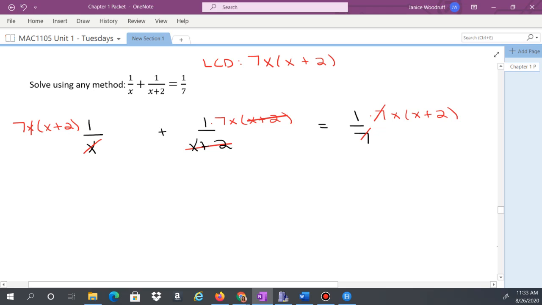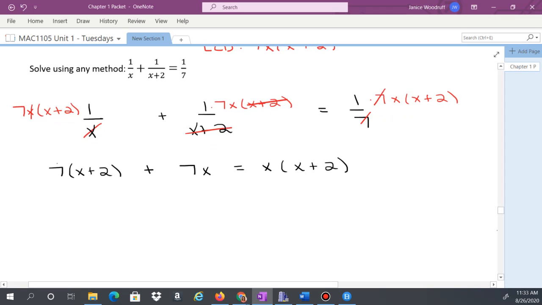All right, so here I have 7 and then x plus 2. And then a 1, you don't need the 1, times 1. Plus 1 times 7x, which is just going to be 7x, equals 1 times x(x plus 2). So I've got some things to multiply out, but I do not have any more fractions. They're gone.